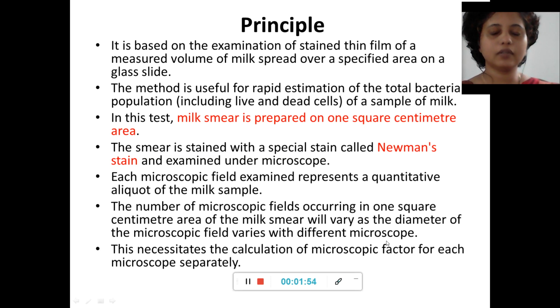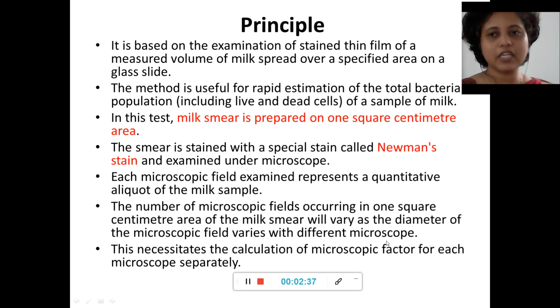So what you do basically is you have a glass slide. Onto the glass slide you take a sample of milk, and you spread it at a particular area of about 1 square centimeter. If you directly look into the milk, you cannot identify anything, so you will have to stain it first. After spreading it, you have to stain it, and the stain that we use here is a Newman stain. And after that, you analyze it through the microscope and count the number of microbes present in it.